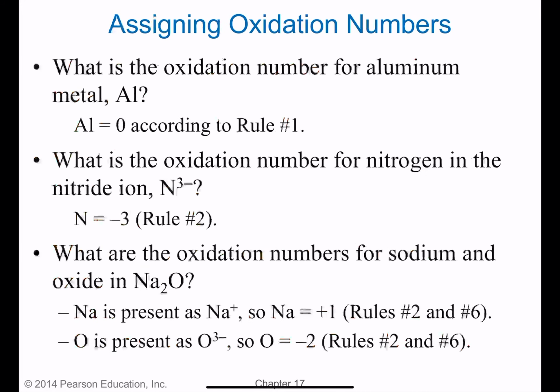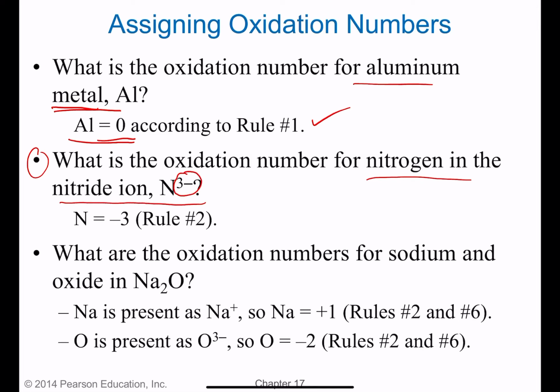So here's a couple more practice. So the oxidation number for aluminum, and it says aluminum metal, implying it's neutral. So it's going to be 0 according to rule number 1. Anytime you have a neutral element, metal or non-metal, in its natural free state, it's going to be 0 according to rule number 1. So this example here, what is the oxidation number for nitrogen in this ion? So because the charge of the ion is 3-, the oxidation number is going to be 3-. That's what rule number 2 said.